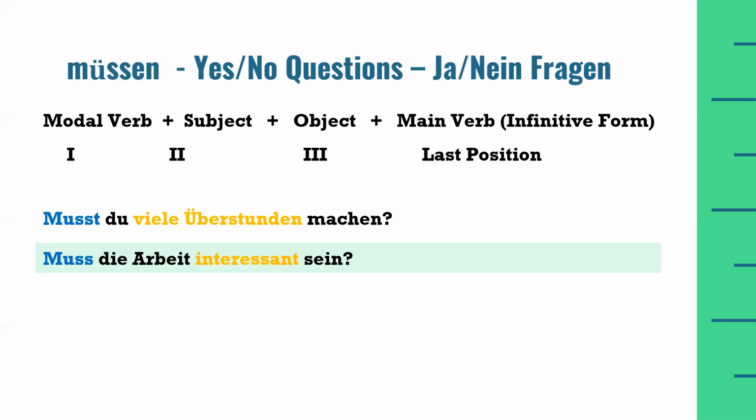Interessant means interesting, it's an adjective, and sein is the main verb of the sentence which we have used at the last position in infinitive form.